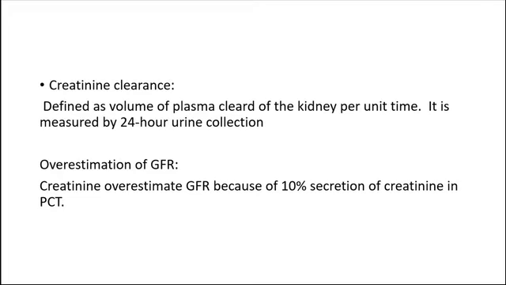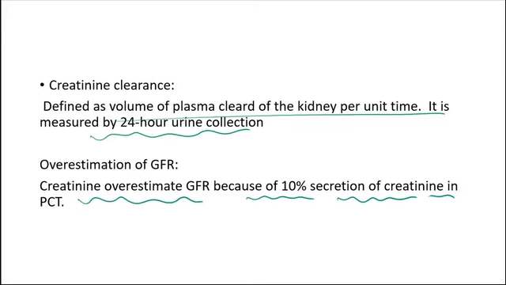What is creatinine clearance? Volume of the plasma cleared by the kidney per unit time. Basically, the volume of the plasma that is cleared by the kidney per unit time is called creatinine clearance. It is measured by 24-hour urine collection. Creatinine overestimates GFR because of 10% secretion of creatinine in the proximal convoluted tubule. We discussed about that.